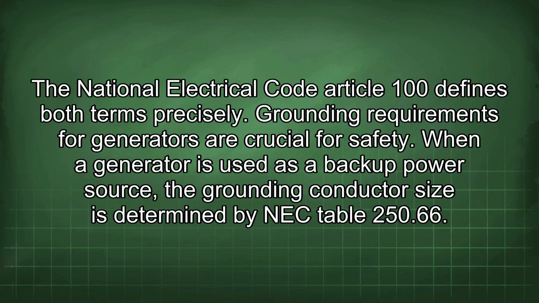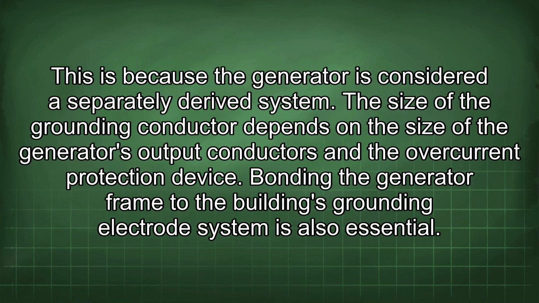Grounding requirements for generators are crucial for safety. When a generator is used as a backup power source, the grounding conductor size is determined by NEC Table 250.66. This is because the generator is considered a separately derived system. The size of the grounding conductor depends on the size of the generator's output conductors and the overcurrent protection device.